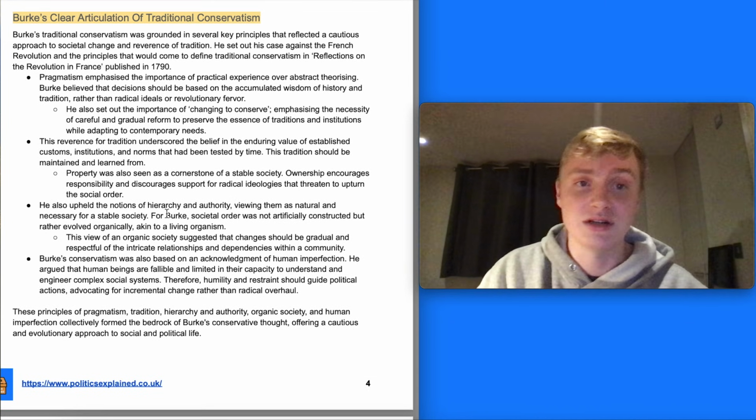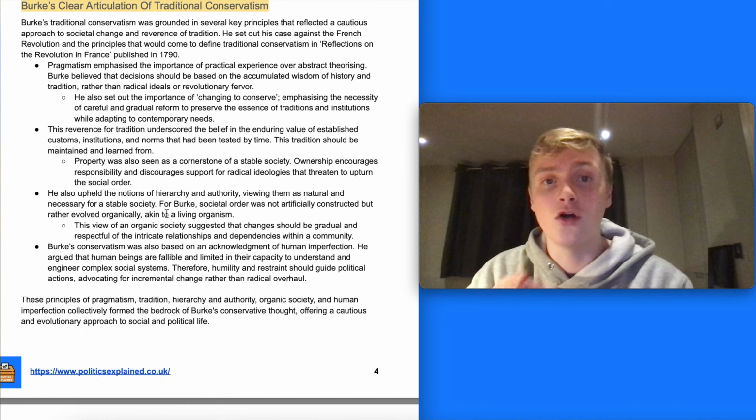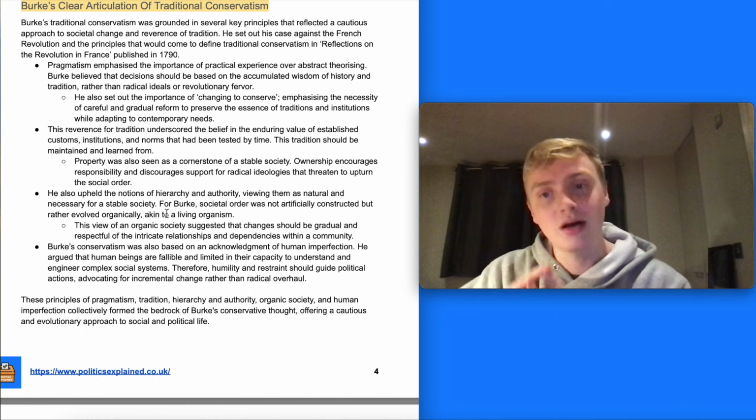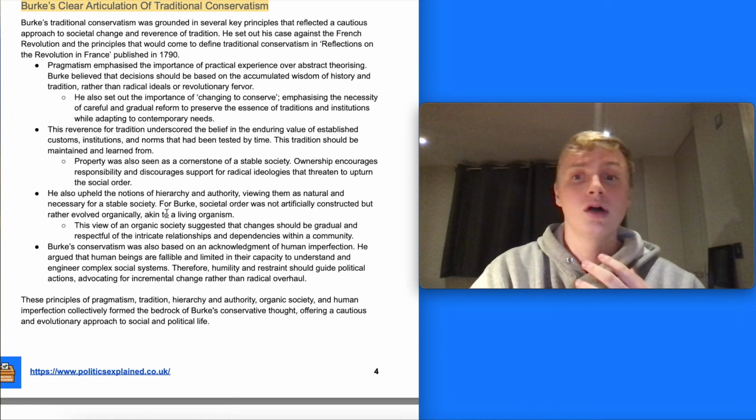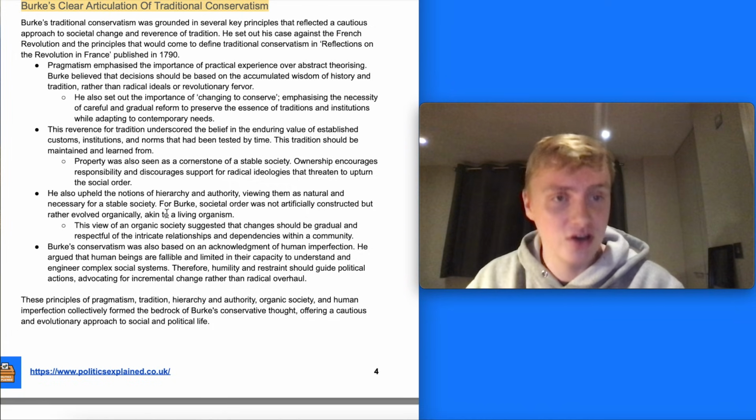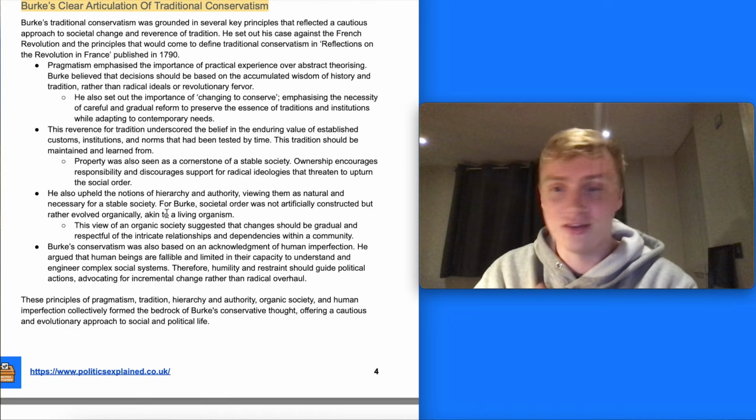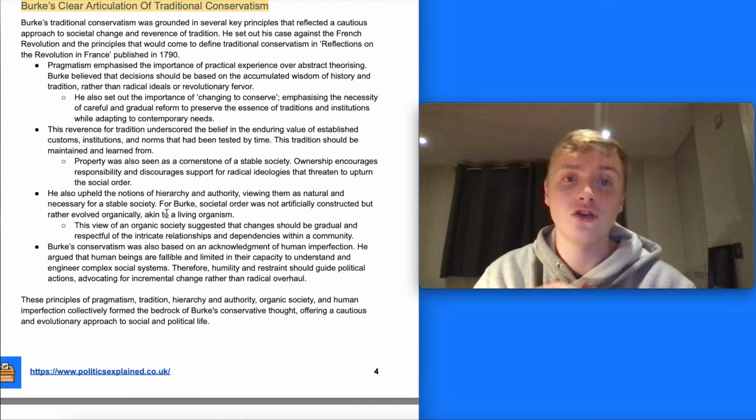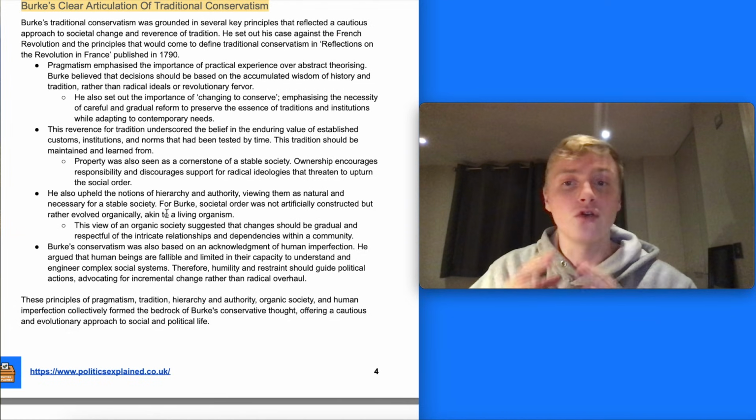First one of those is pragmatism, which really emphasizes the importance of practical experience over abstract theorizing. So he saw the French Revolution as being driven by these abstract political principles, the idealistic principles of equality, of fraternity. And he believed that decisions shouldn't be based on these abstract principles and utopian ideas. Instead, they should be based on the accumulated wisdom of history and tradition. And you should be pragmatic and focus on what works.